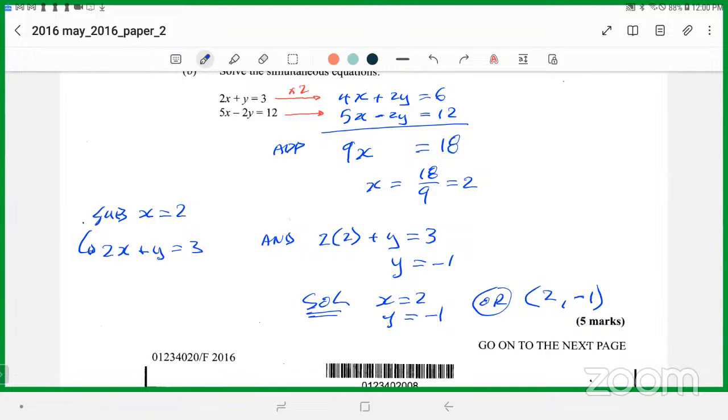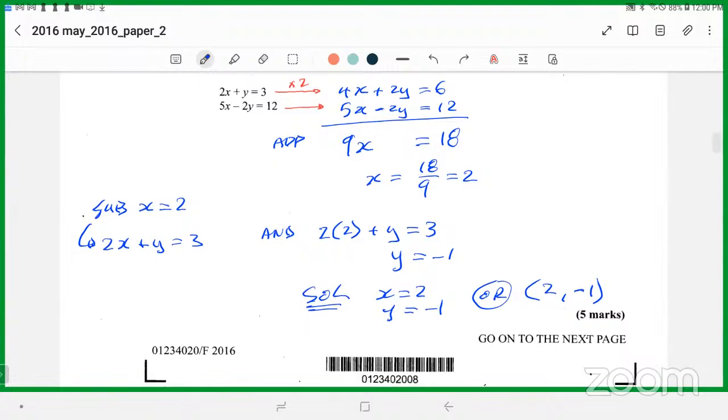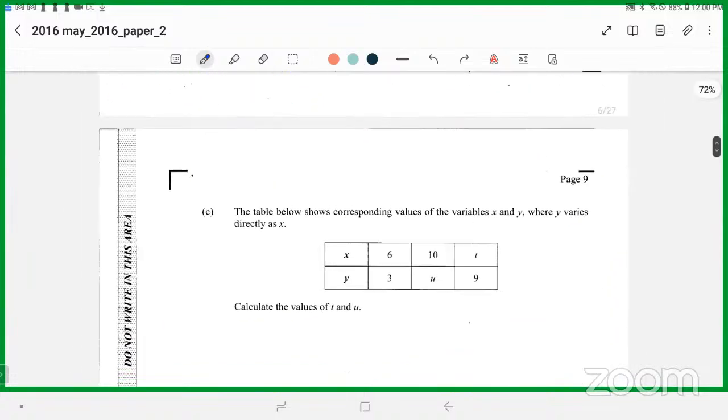All right, good. So simultaneous equations when they are lines are very easy to do. Don't complicate it, all right? No need to complicate it. Keep it simple. All right, next one.